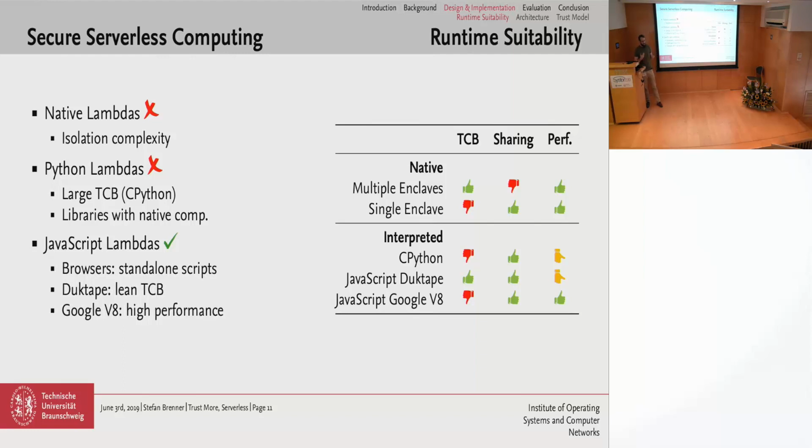And there was, of course, Python, for example. If we assume we had Python lambdas, then we can have one interpreter in the enclave and share it between multiple lambdas. So this is good. We can have only one interpreter and maybe be below our EPC limitation. But the problem is that the CPython interpreter, at least, is really large. It's like a million lines of code, right? And also, a lot of Python libraries depend on native components inside their libraries. So we end up with the same problem as with native lambdas, again, because their libraries depend on native components.